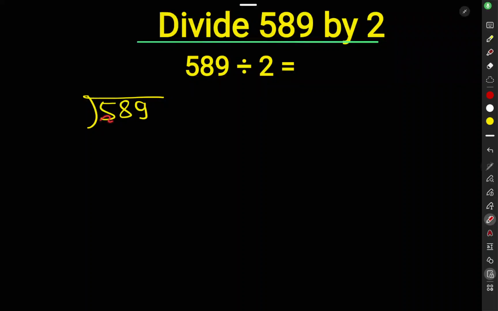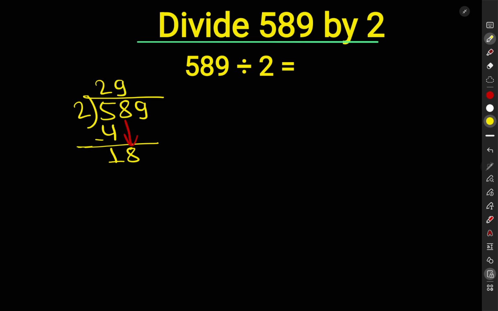We divide 589 by 2 in the long division method. 2 times 2 is 4. On subtracting, we get 1. So now we put down this 8 and it is 18.